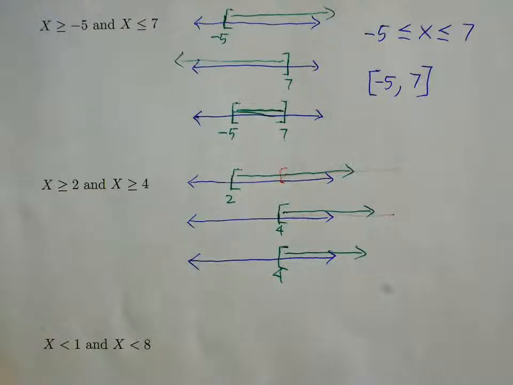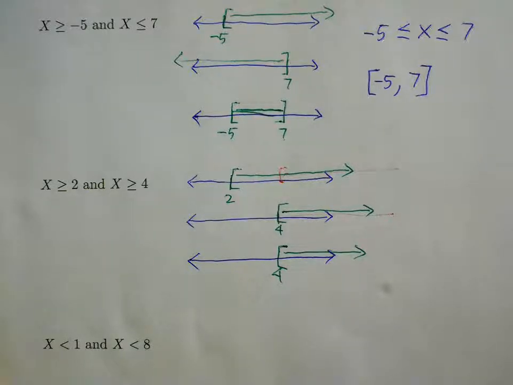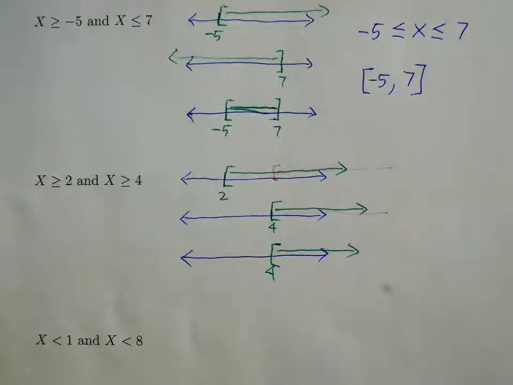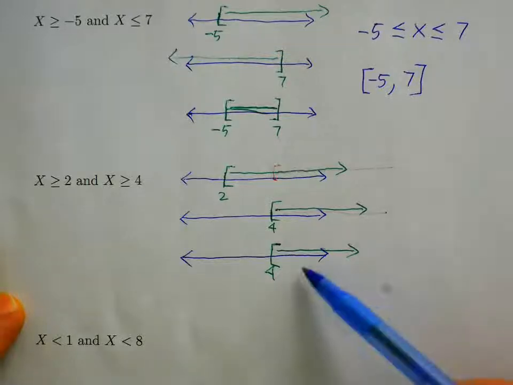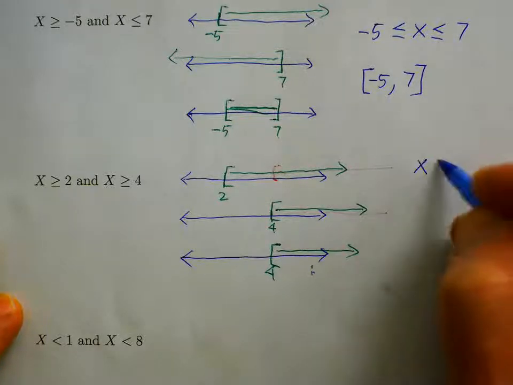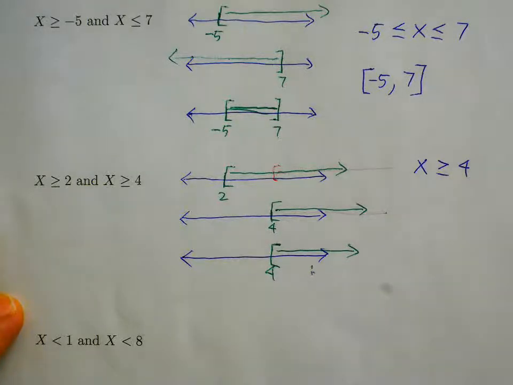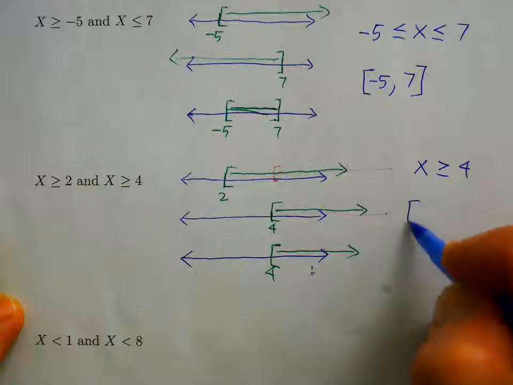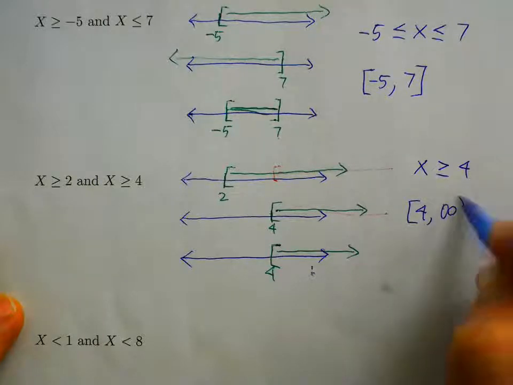So this is one of those twists. It's completely logical, but if you don't see it ever, then it could cause a little bit of confusion at first. Okay, so the algebraic notation is just x is greater than or equal to 4. That's the overlap. And so the interval notation is bracket 4, comma, infinity.